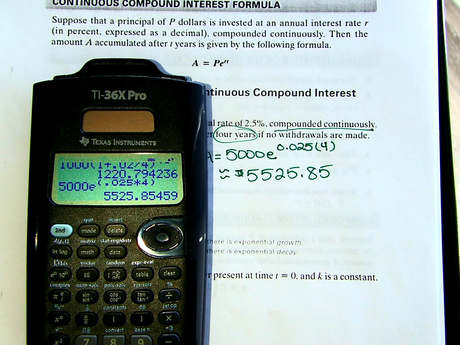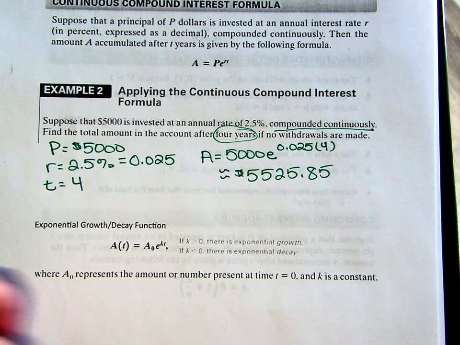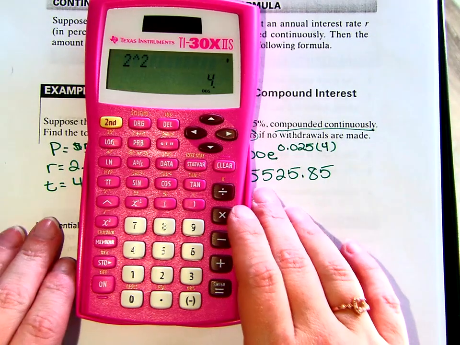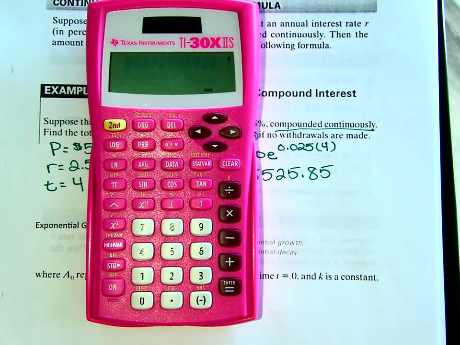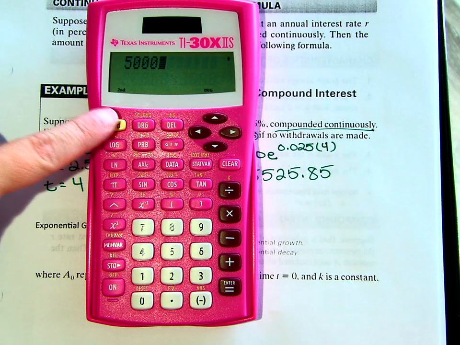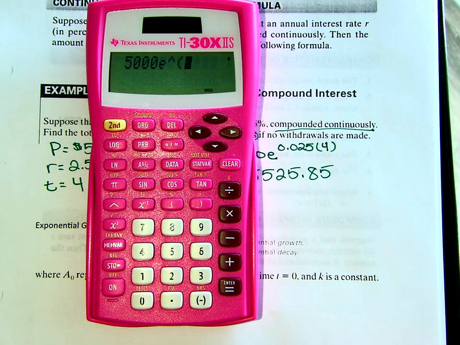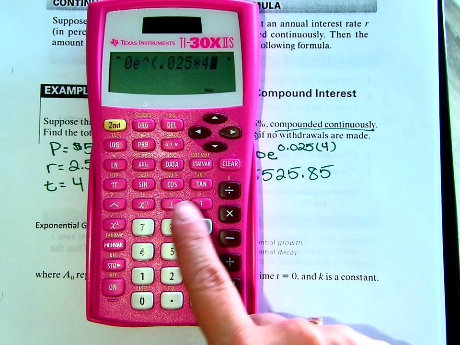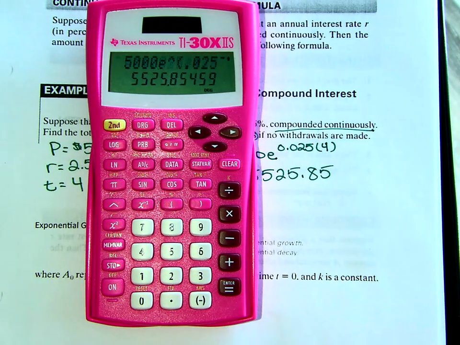Questions on either of these interest problems? How do you check that into the other one? All right, what can you see? There we go. So for this one, I would do 5,000, and then I have my E, so I'd have to hit second, E to the X. Notice it puts a parenthesis, which is good because I need that. So I put 0.025 times 4, and then I have to close that parenthesis and hit enter. Did that help? Yeah. Cool.